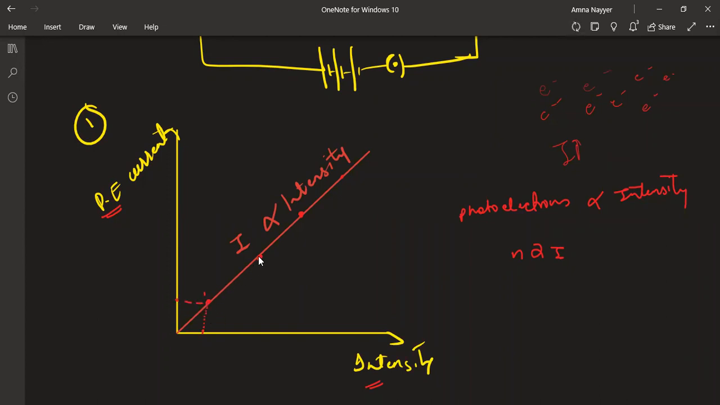Now I have taken another point. Here, intensity I have increased. You can see from the x-axis, this value is more than the previous one. But look at the y-axis. This value is also increasing.